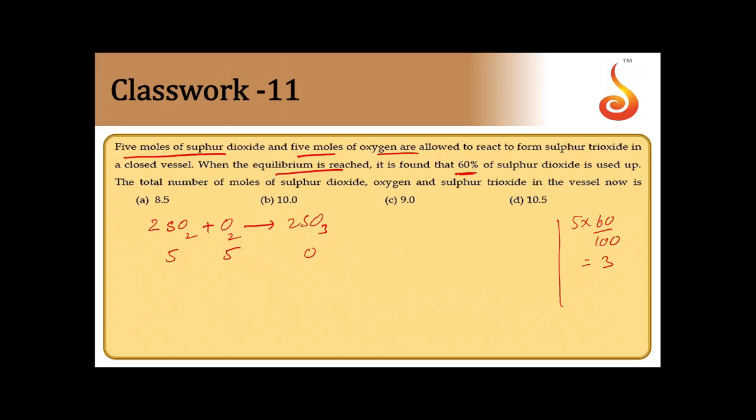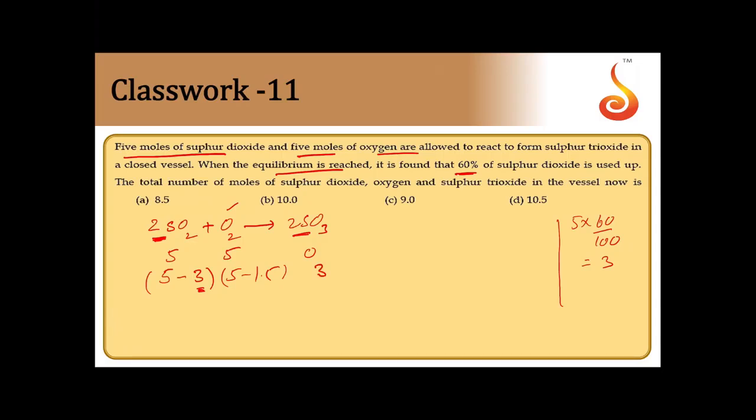So the remaining moles of SO2 will be 5 moles, of which 3 moles are reacting. When 3 moles react, the number of moles of O2 reacting will be 1.5, because when 2 moles of SO2 react, 1 mole of O2 reacts, meaning half is reacting. When 3 moles of SO2 react, 1.5 moles of O2 should react. Therefore the remaining moles will be 5 minus 1.5. Coming to the moles of SO3 formed: when 2 moles of SO2 react, we get 2 moles of SO3, so 3 moles react means we get 3 moles here also.